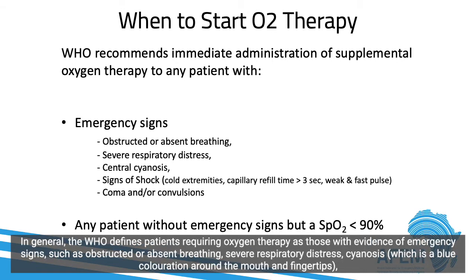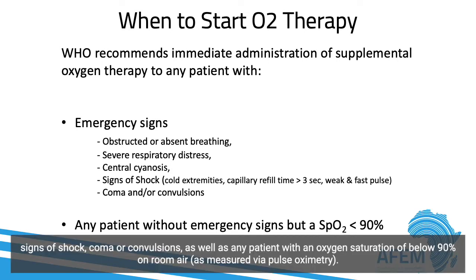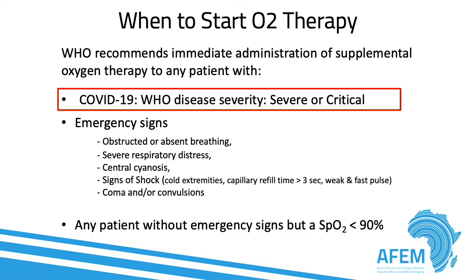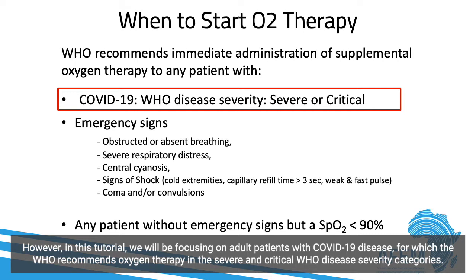In general, the WHO defines patients requiring oxygen therapy as those with evidence of emergency signs, such as obstructed or absent breathing, severe respiratory distress, cyanosis, which is a blue discoloration around the mouth and fingertips, signs of shock, coma, or convulsions, as well as any patient with an oxygen saturation of below 90% on room air, as measured via pulse oximetry. However, in this tutorial, we will be focusing on adult patients with COVID-19 disease, for which the WHO recommends oxygen therapy in the severe and critical WHO disease severity categories.